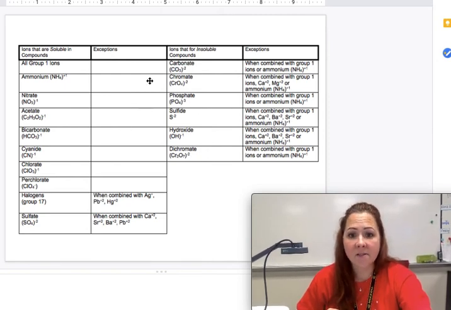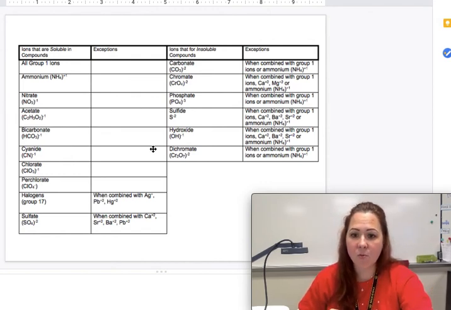Now you do have this other side, like these two, and those say exceptions. And what the exceptions do is it throws it to the other side of the chart. So how this is read.